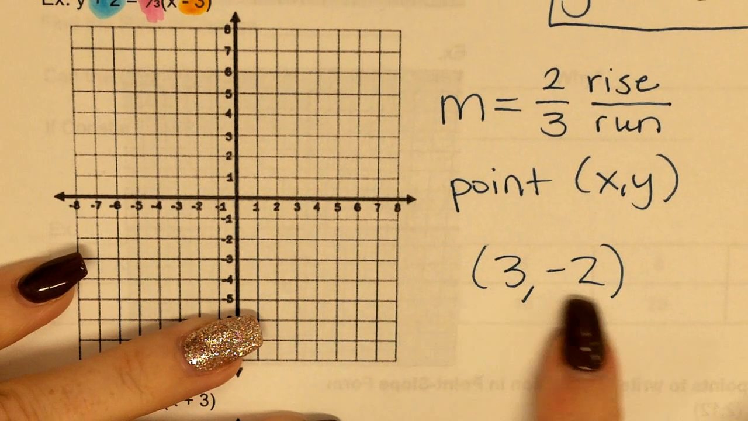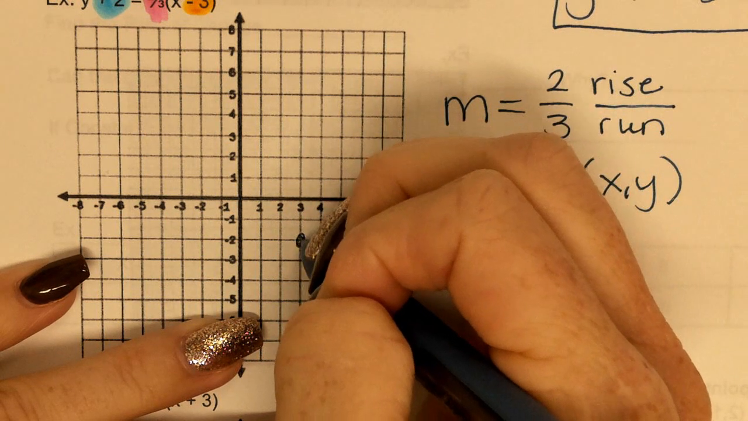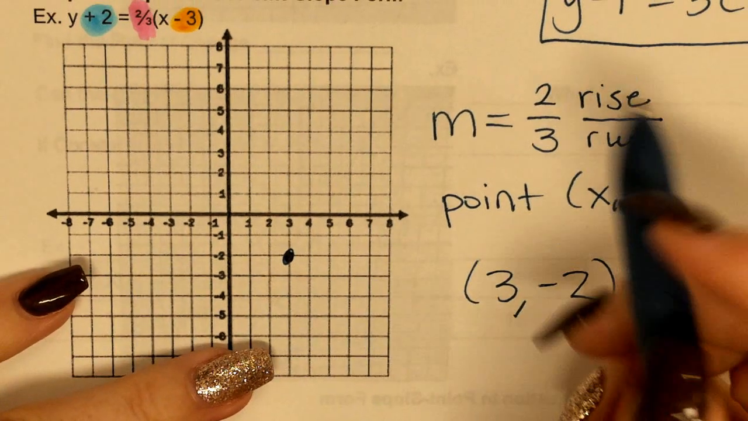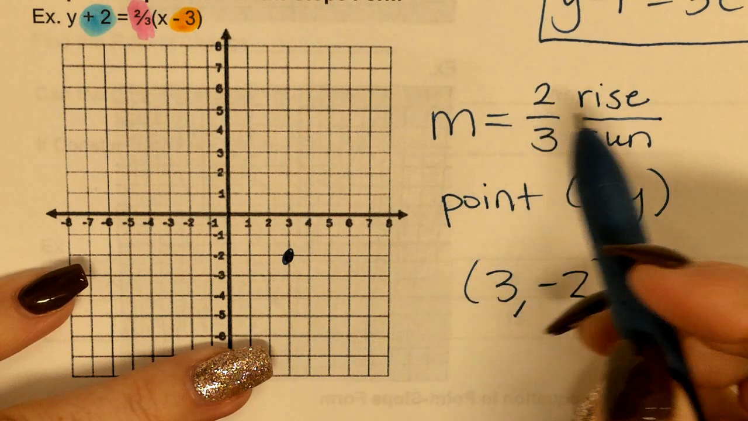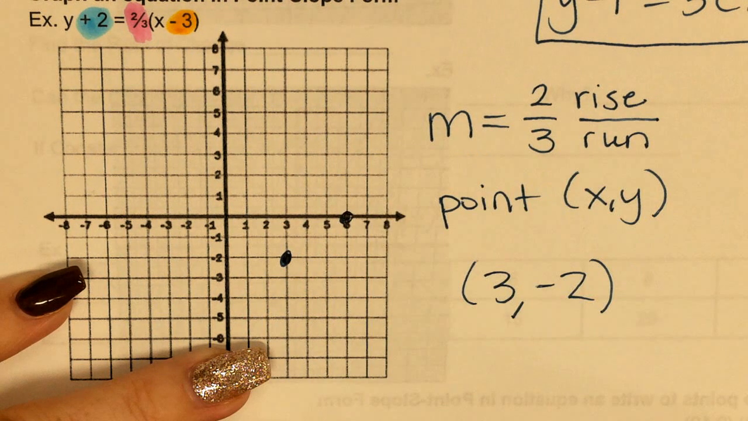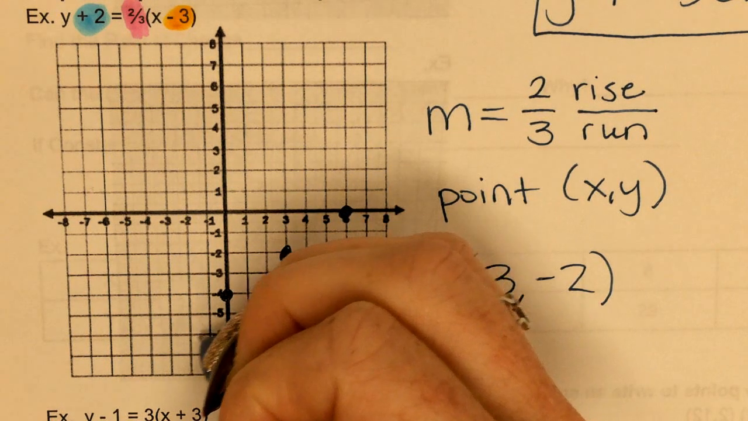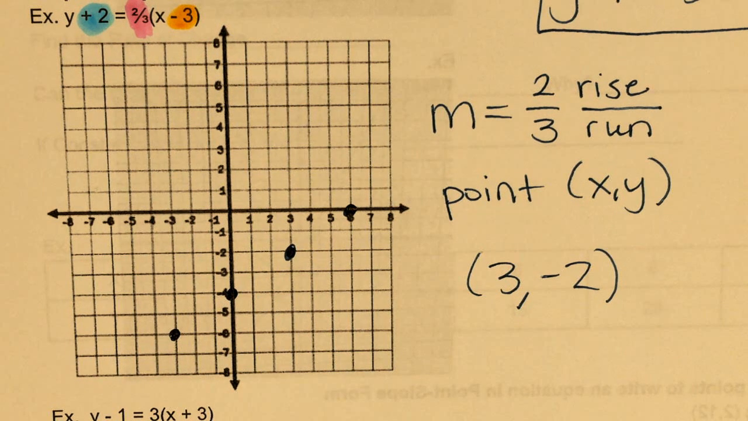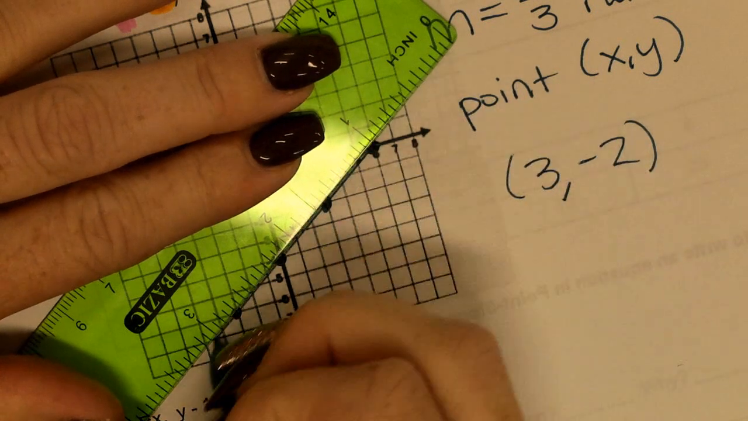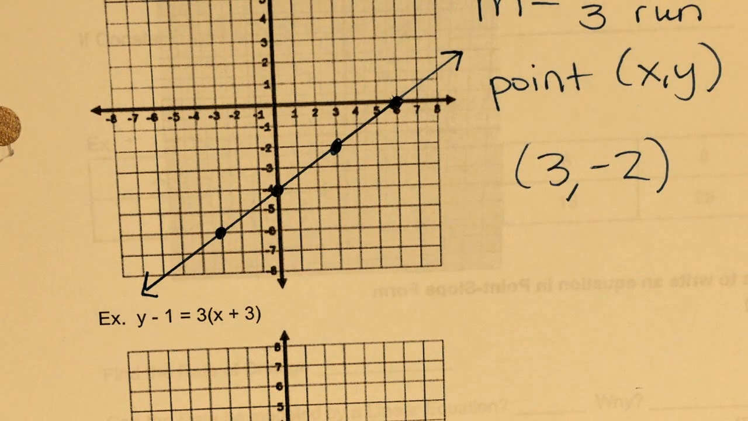Now, this is where you can start. So go put a dot at 3, negative 2, and then use your rise and your run to find your next point. My rise is, since it's positive, it's going to be up and right. So up 2, right 3. Could I also go down 2, left 3? And I take my straight edge and make my line. Will it have arrows? Yes, because it keeps going.